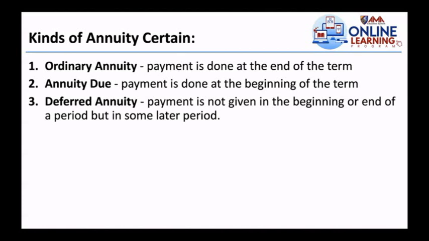Okay, annuity due, the payment is done at the beginning of the term. Meaning to say, you pay immediately at 0. So when will you end the payment? Of course, at 11, because there are 12 payments, right? I'm talking about the date, something that has to do with the dates.